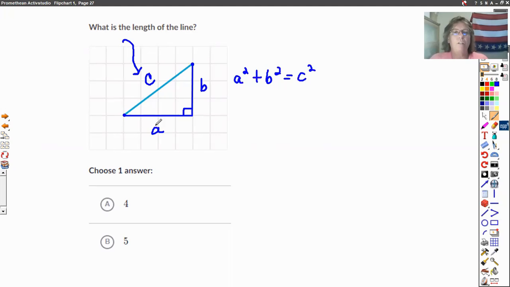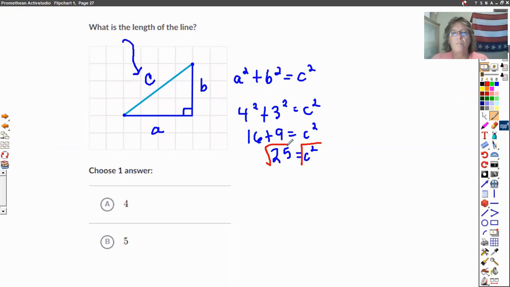And so what we can do is, a is 1, 2, 3, 4. So a is 4 squared plus b is 1, 2, 3, 3 squared is equal to c squared. And then 4 squared is 16 plus 3 squared is 9. That equals c squared. 16 plus 9 is 25, equal to c squared. And then to solve this, we just take the square root of both sides. The square root of 25 is 5, and the square root of c squared is c. And so now we know this is 5. So we know this is the right answer.